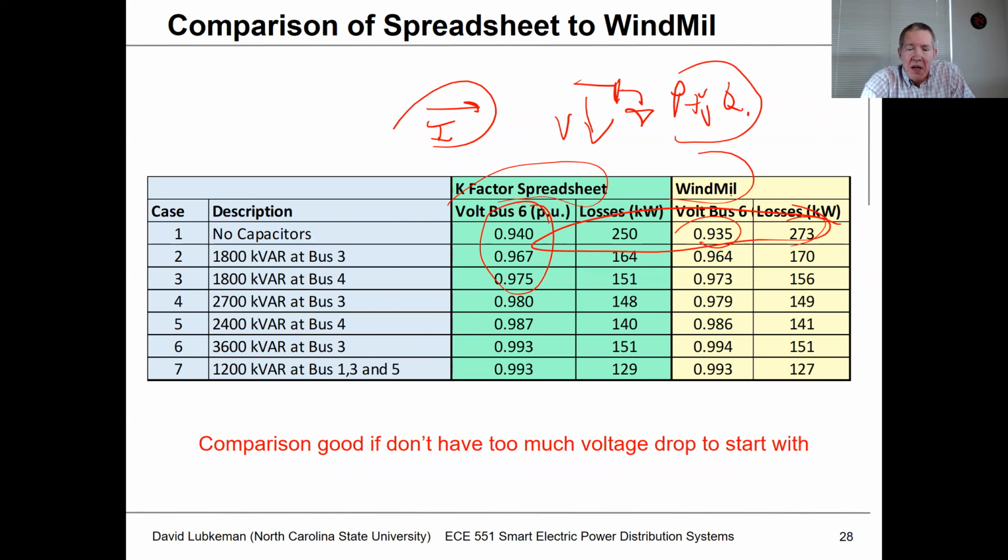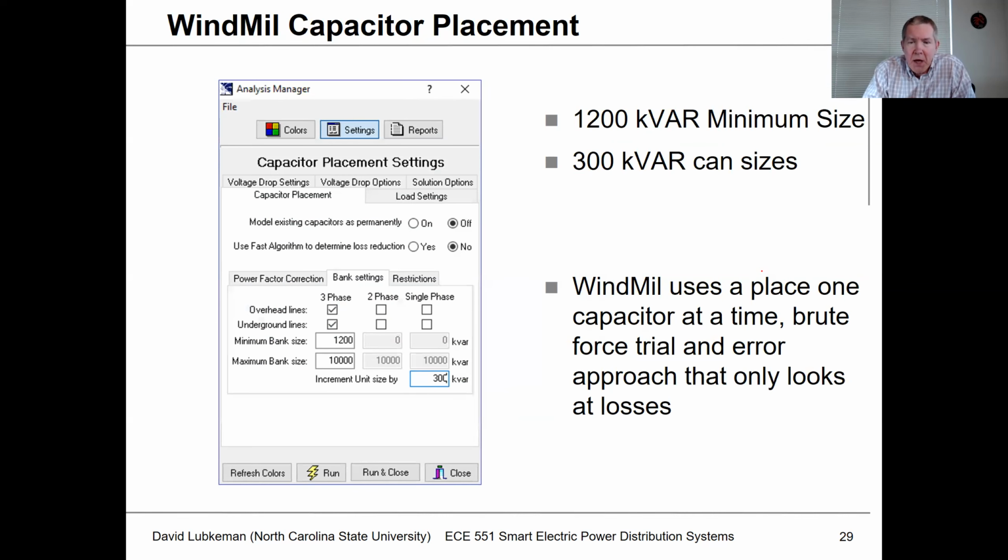However, what you can see is once these voltages get closer to nominal, then the approximation looks a little bit better. So this is why you would use a power flow program instead of a K-factor spreadsheet. The power flow could maybe give you some more accurate results for some of the extreme cases. But then with the spreadsheet, you have the convenience of being able to do everything in the spreadsheet, which could include some economic analysis as well.